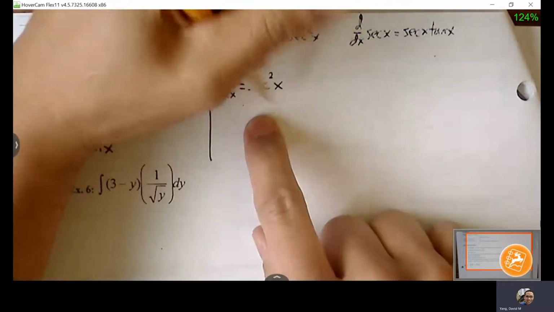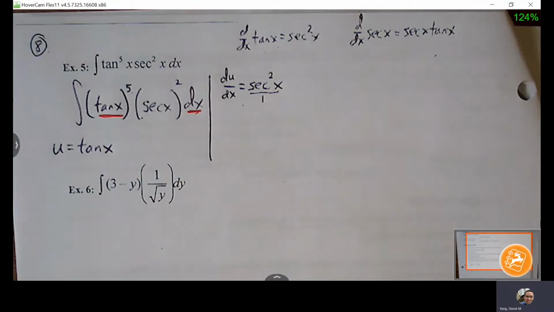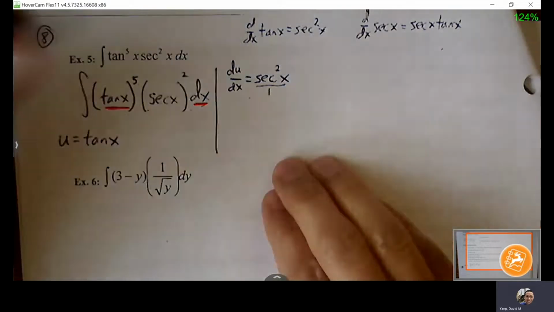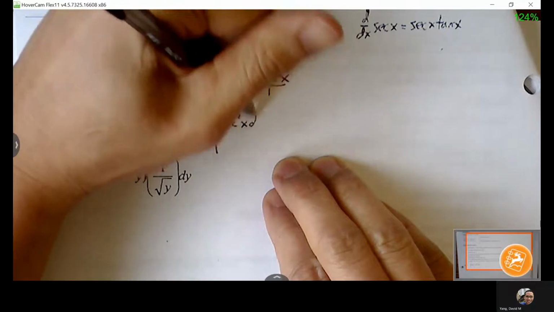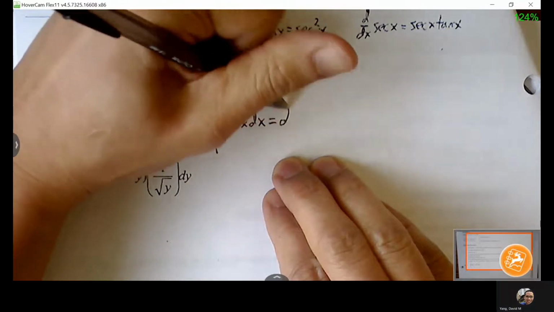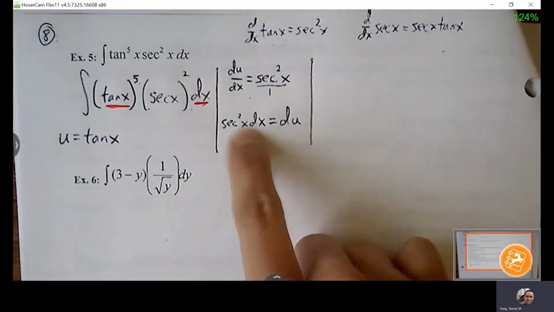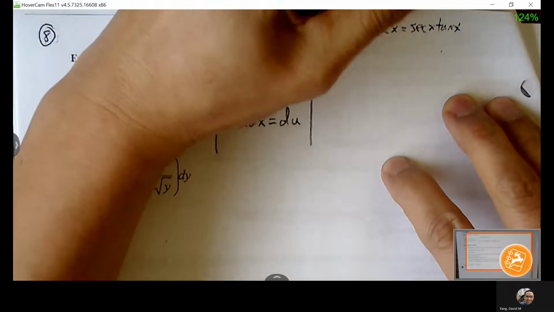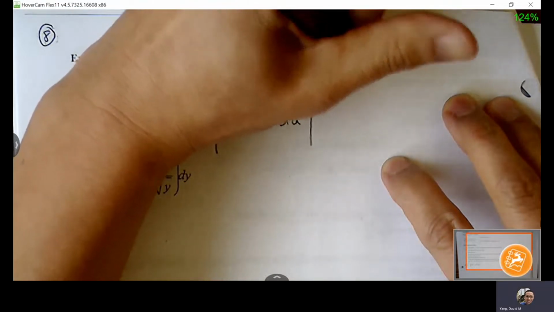Okay, put that secant squared x over 1. If I cross multiply, I can work towards getting that dx to show. Okay, solve for dx. Let's divide that secant squared over. It always should be du over whatever the derivative is.